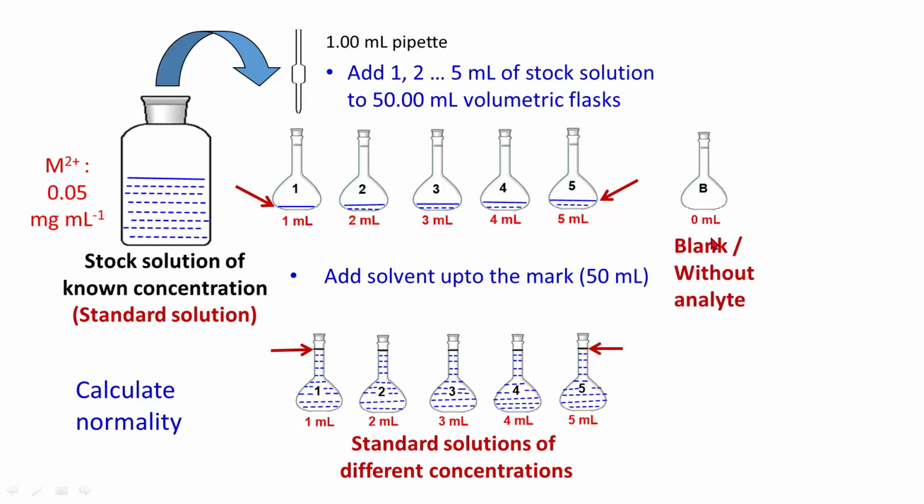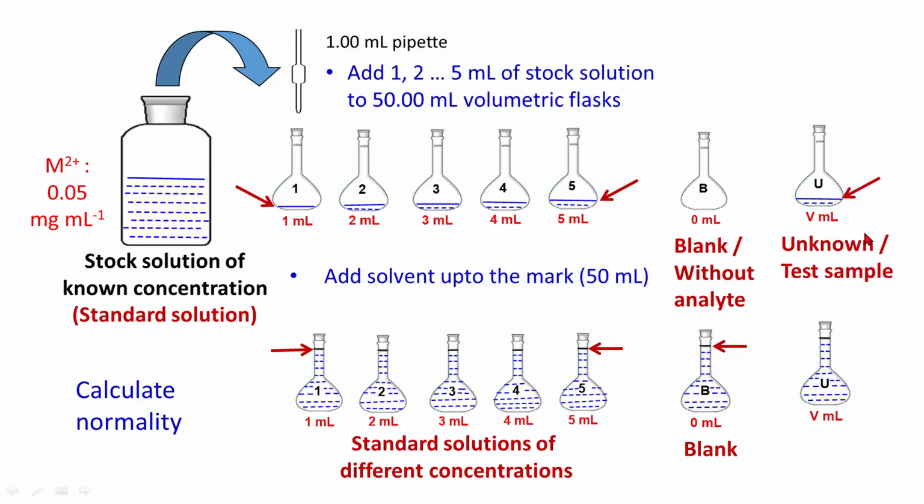In blank, nothing is added in the volumetric flask and only the solvent is present. A volume of the test sample is taken in the volumetric flask, which is labeled as unknown, and volume is made up to the mark with the help of solvent. This is the test sample for analysis.